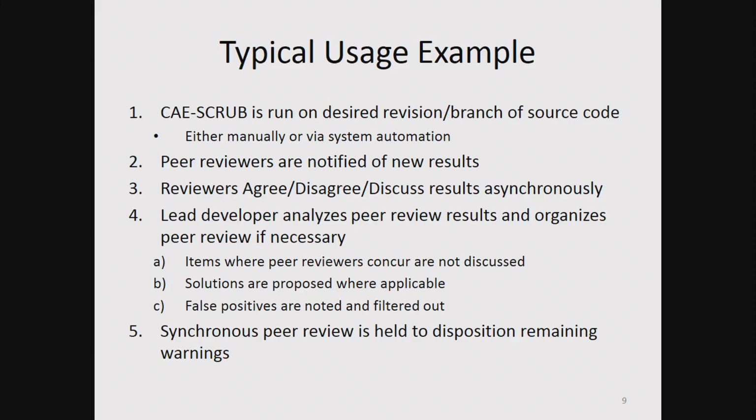Your peer reviewers are notified that they have new results that they need to go through. This can be through automation again or a manual process. Reviewers will then go through the static analysis results and make determinations on those. They can agree, disagree, discuss those things. They can also generically comment on the source code. So if they find something interesting that wasn't caught by the static analysis, they can also add that to the review and get that into the discussion as well.